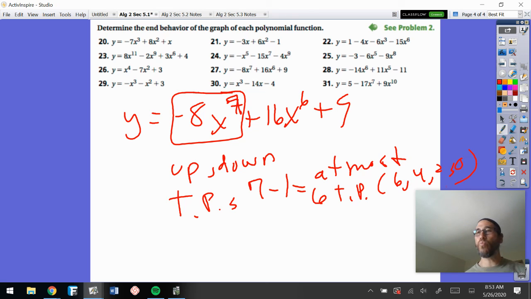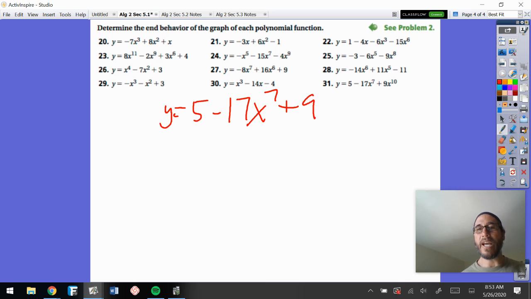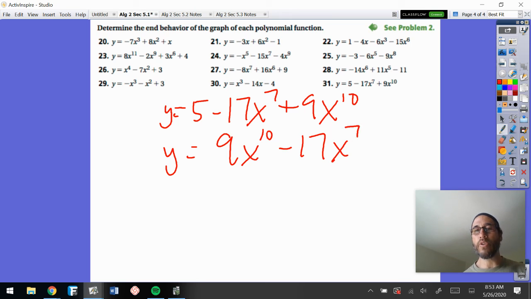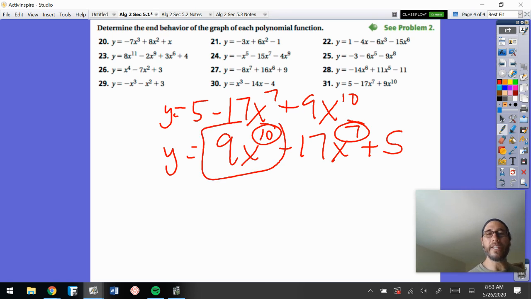All right, last one, and then we're going to call it a lesson. We're going to do 31 because some people would butcher 31 here. So let's go ahead and take a look at it. 31 says y equals 5 minus 17x to the 7th plus 9x to the 10th. Remember how important it is to reorder these bad boys, right? You got to reorder them in decreasing order, okay? And that also always helps with describing our end behaviors. Also in our turning points, because now we know what the leading term is.